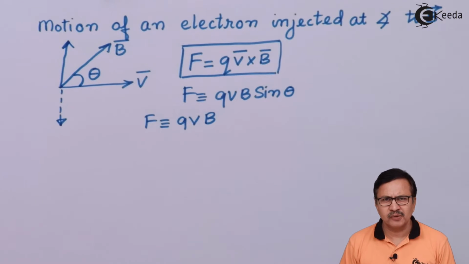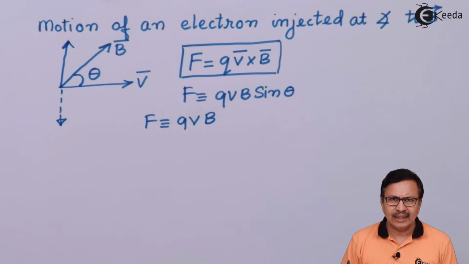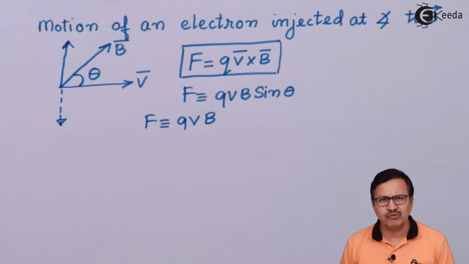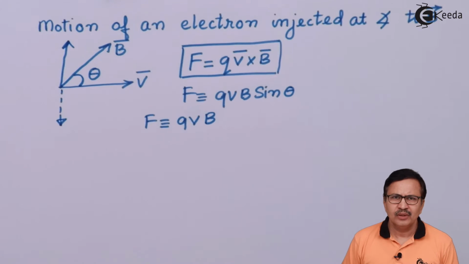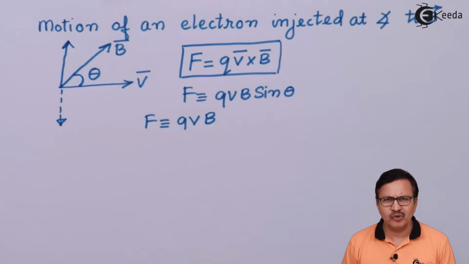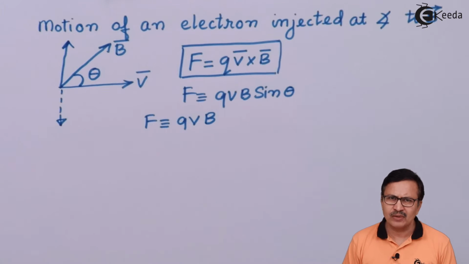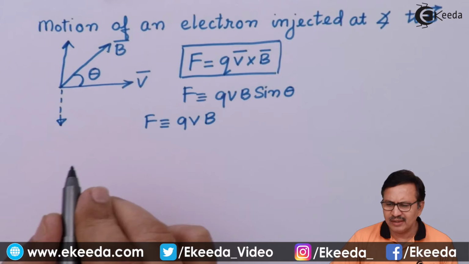Since the magnetic force is acting at an angle of 90 degrees to the plane that contains V and B, the force F in itself does not perform any work. Due to this, since it does not perform any work, the force will not be able to change the magnitude of the velocity of the electron, but of course it will be able to change the direction of the velocity. Now what do I mean by this?